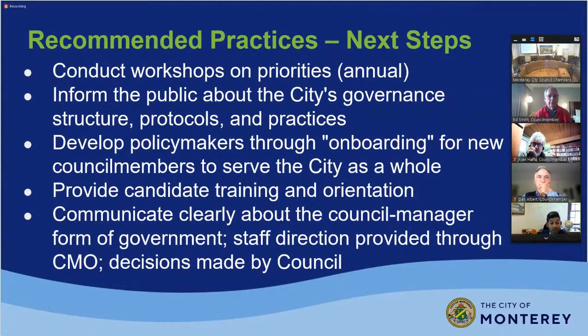Some of the recommended practices that we've seen from other communities, and again, discussed this earlier, is conducting workshops on annual priorities. We do that as a council. Informing the public about the city's governance structure, protocols, and practices. We talked today about developing policymakers through onboarding for new council members to serve the city as a whole, providing candidate training and orientation. Councilmember Williamson mentioned this earlier as well. And then communicating clearly about the council manager form of government and the fact that staff direction is provided through the city manager's office and decisions are made by the policymakers, all of you, the city council members.